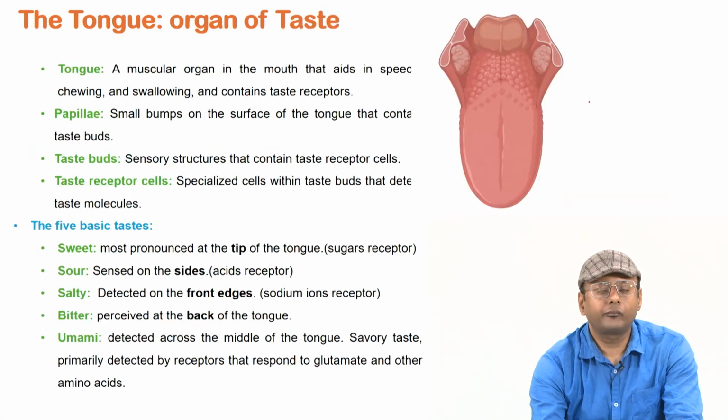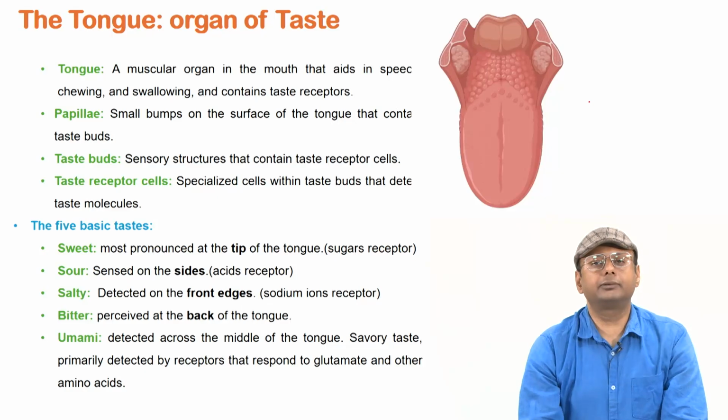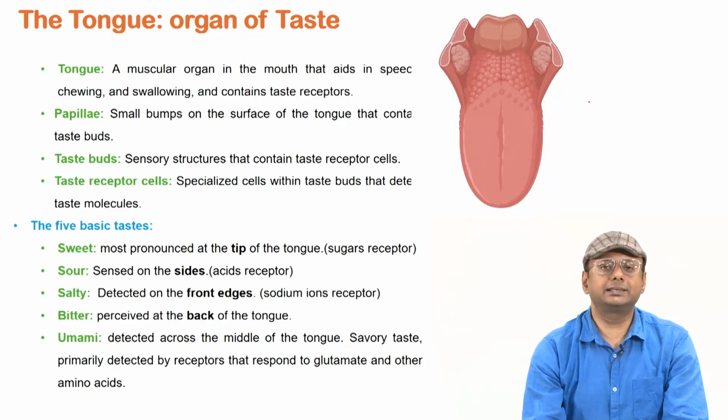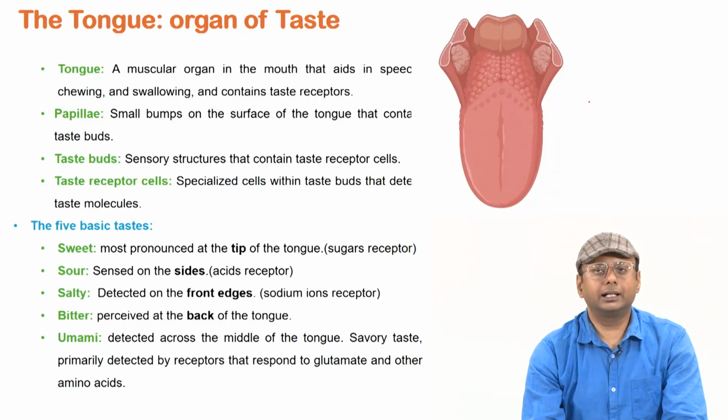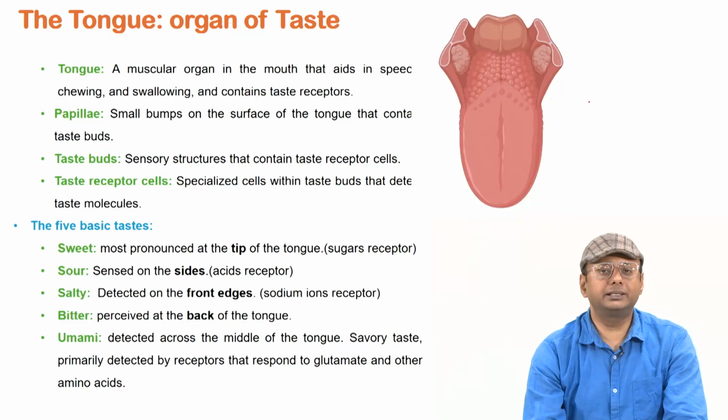Okay. Then finally, the fourth major sense is the sense of taste, and the responsible organ for that is the tongue. The tongue is a muscular organ present inside our mouth that aids in speech, chewing, swallowing, etc. Okay. In the tongue, we can see it has a lot of taste buds.